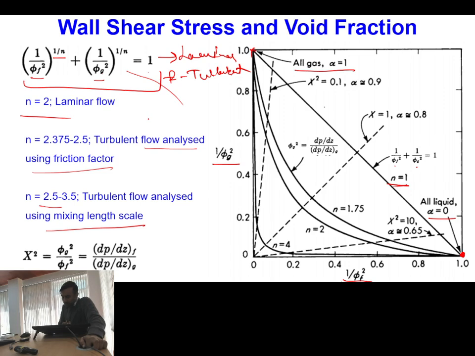phi g square. Okay, so what you are doing, you are not plotting in the entire system. This is square here. So in your ordinate and abscissa itself you are including the square. So with square it gives you a straight line then.